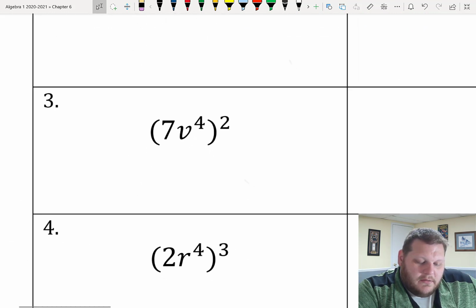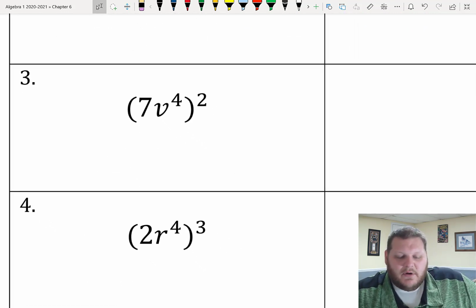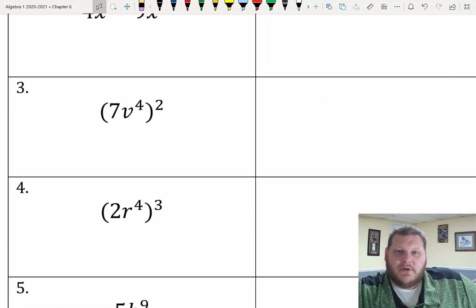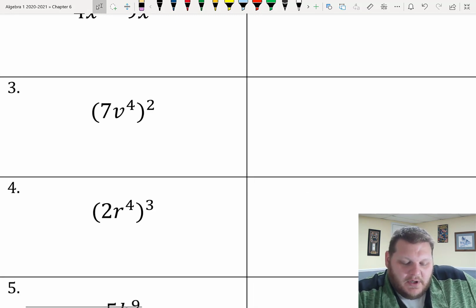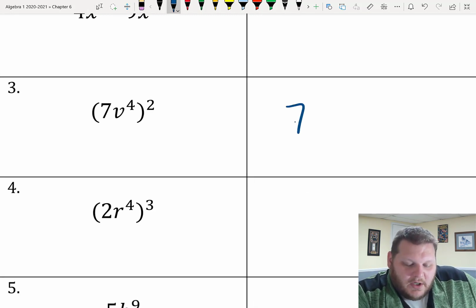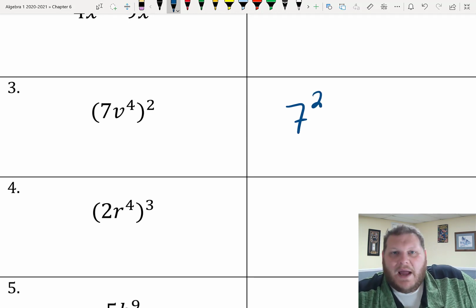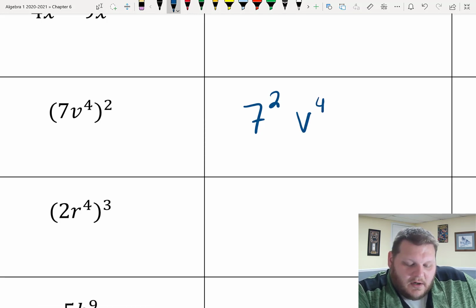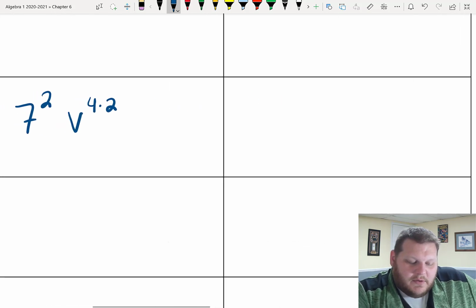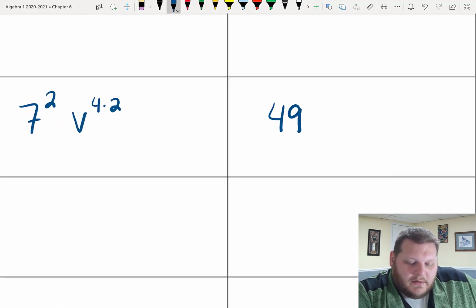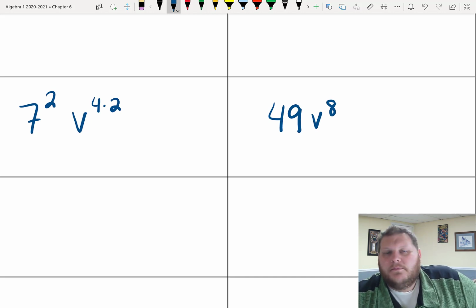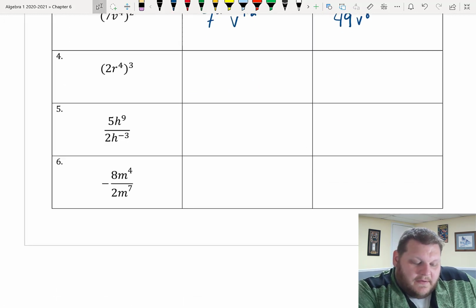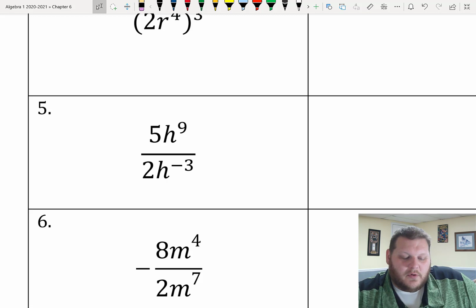Number 3 is 7v to the 4th power, and that is all being squared. This is our power rule, right? We have an exponent being raised to another exponent, a power to another power. So we are supposed to raise our coefficient to the outside exponent, so 7 is going to be squared. And then for our base, we're taking our exponents and multiplying them. So this should give me 49v to the 8th power.